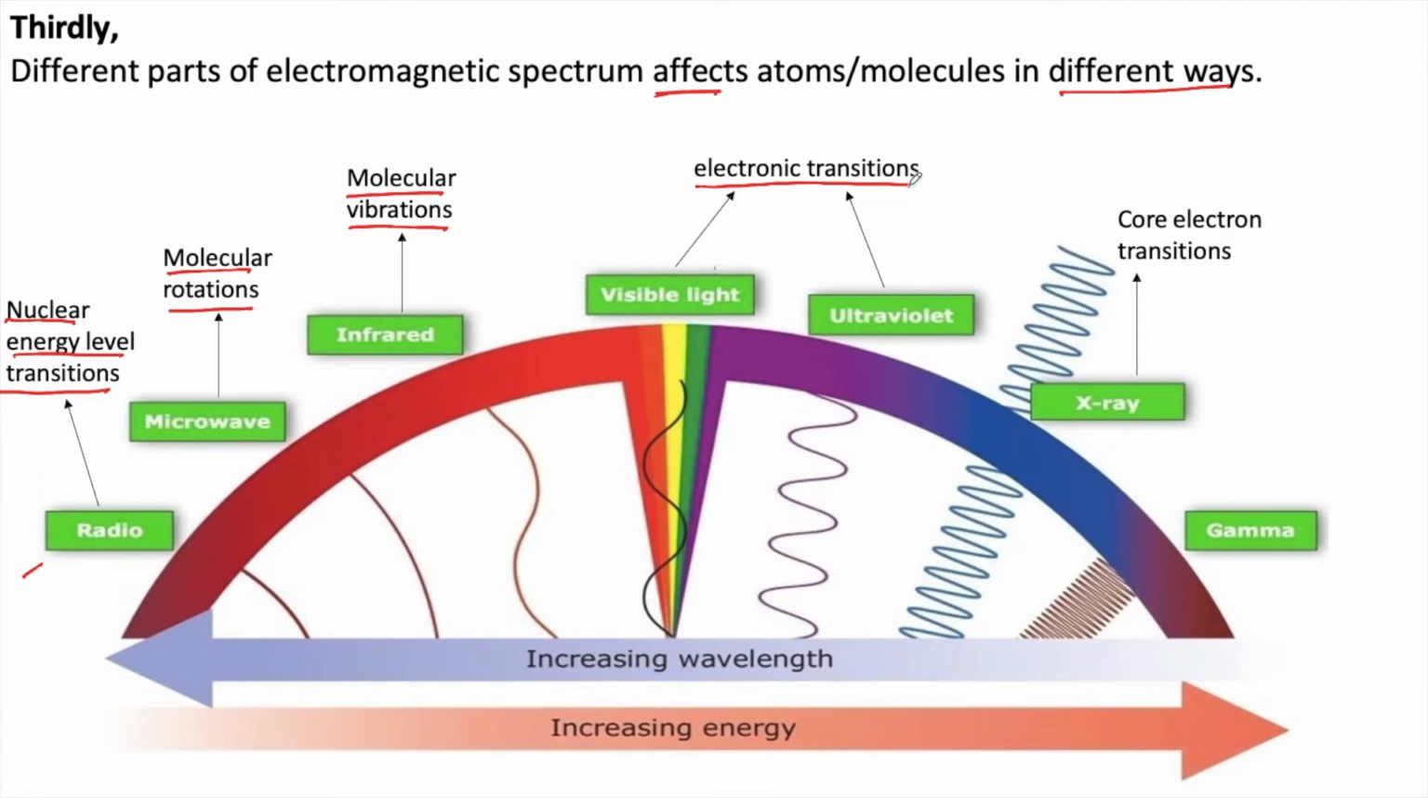valence shell electronic transitions. X-rays, being higher in energy, are even able to eject the inner core electrons, which are tightly held by the nucleus. So they can cause core electron transitions, or sometimes we can say inner shell electronic transitions will take place. Gamma rays, being highest in energy, are mostly used in nuclear physics, so we are not going to talk more about them here.